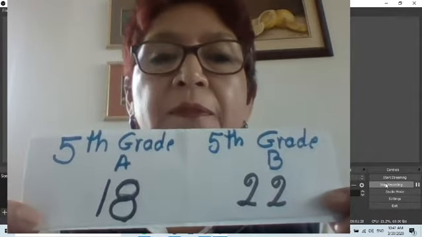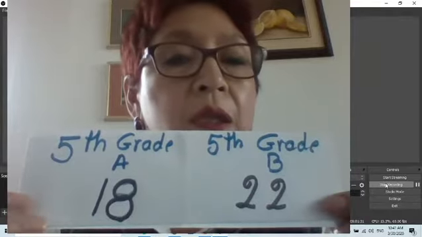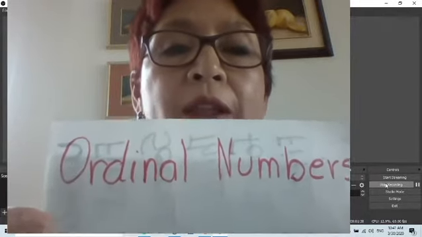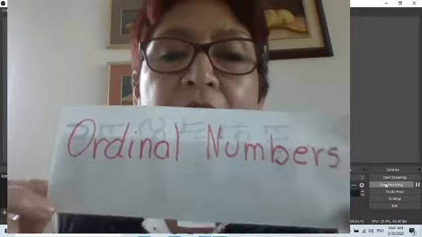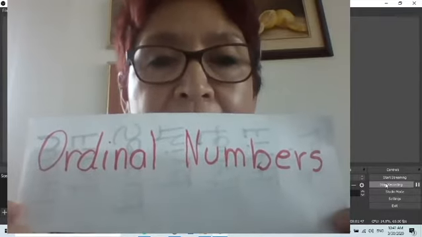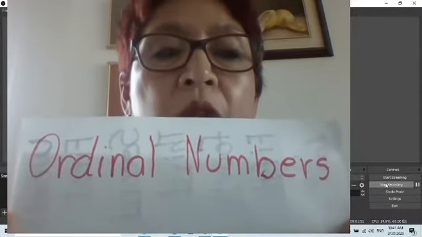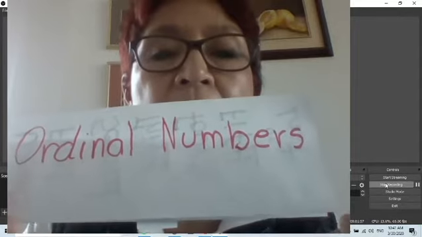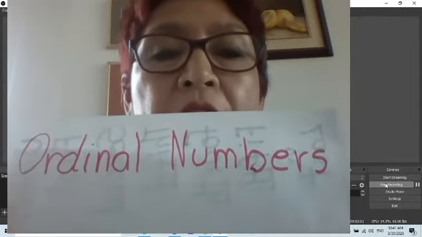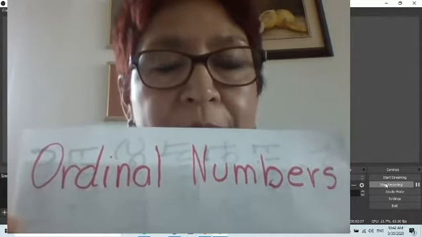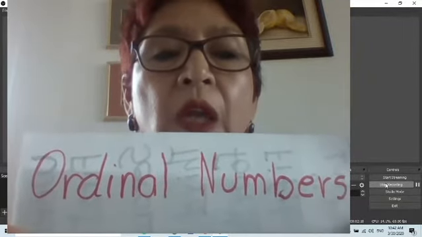But what is the difference between these numbers, these are cardinal numbers, and ordinal numbers? Ordinal numbers is very easy, it's not complicated. These are very important because these numbers show us the position or the order of things. It tells us who is first in the line, who is second in the line, who is third in the line. Okay, so ordinal numbers are important, and ordinal numbers we use in words or we use in numbers.